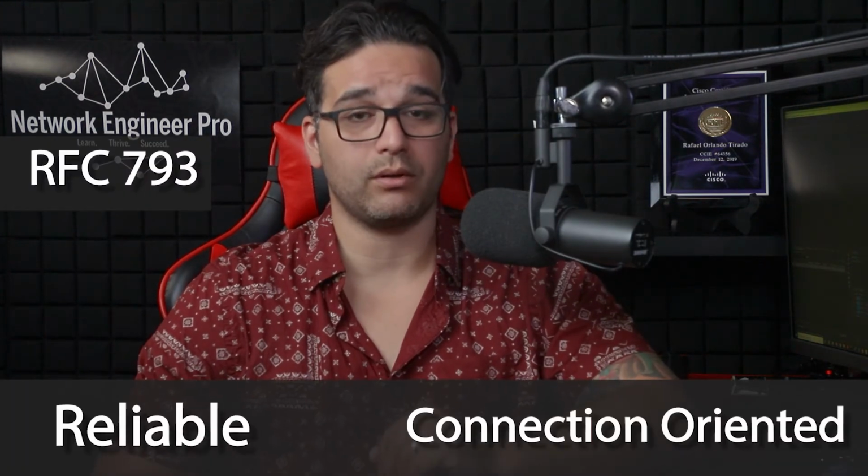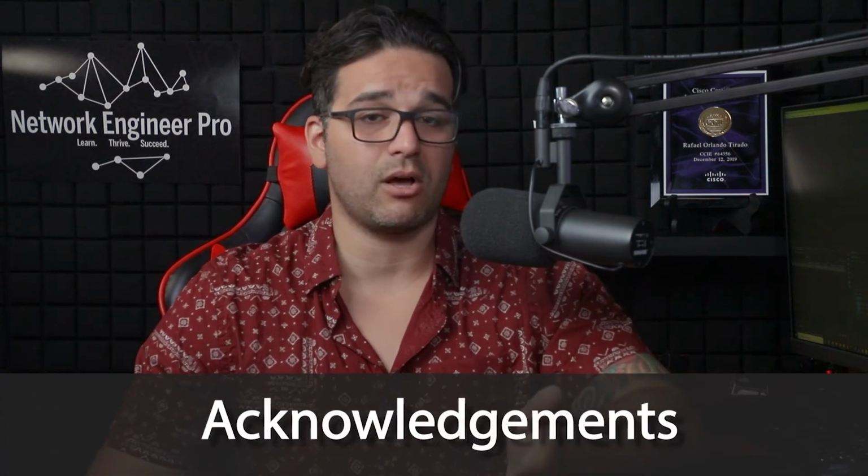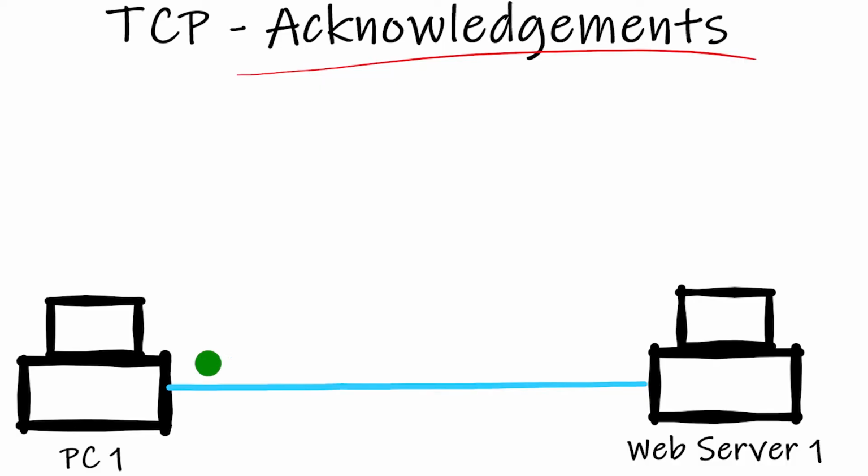TCP is defined in RFC 793 and it's a reliable, connection-oriented protocol. It has built-in features such as using acknowledgements to make sure data isn't lost in transit. If it is lost, it will resend the data. Here's some data. Cool, I got it. Here's some more data. Cool, I got that one too. Here's some data. Uh-oh, it got lost somewhere. Where's my acknowledgement? Where's my acknowledgement?